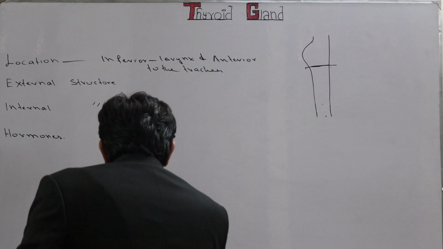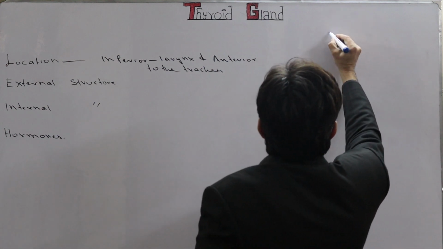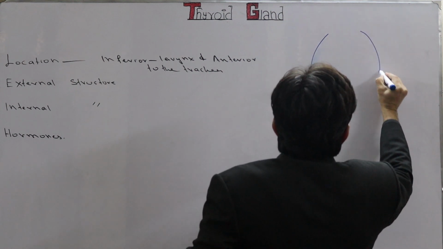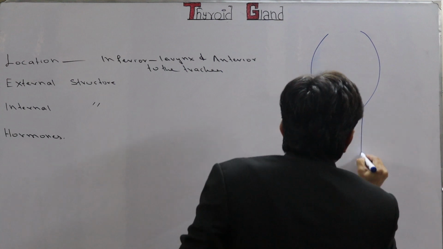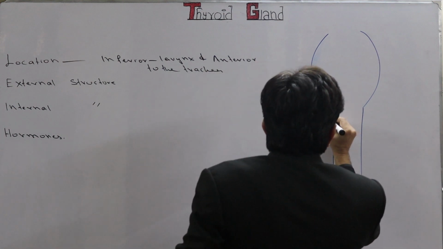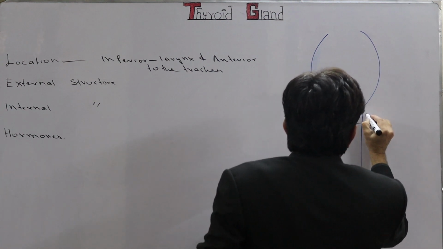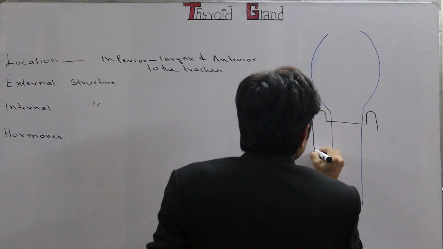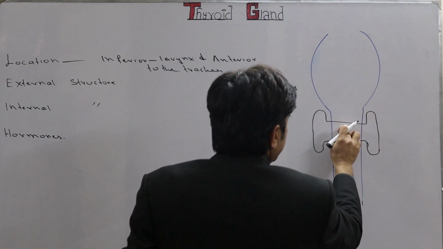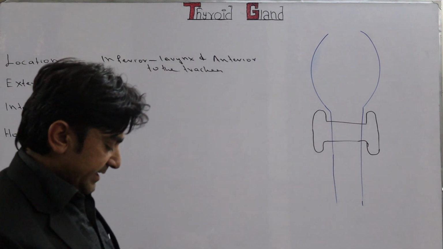trachea. Let me draw the frontal view of the larynx and let me show its external structure. Let's suppose this is the larynx and here is the trachea. The thyroid gland is located here below the larynx, or you may say inferior to the larynx. This is the thyroid gland. It is inferior to the larynx and anterior to the trachea. This is the posterior end of the trachea, and this is the anterior end of the trachea.